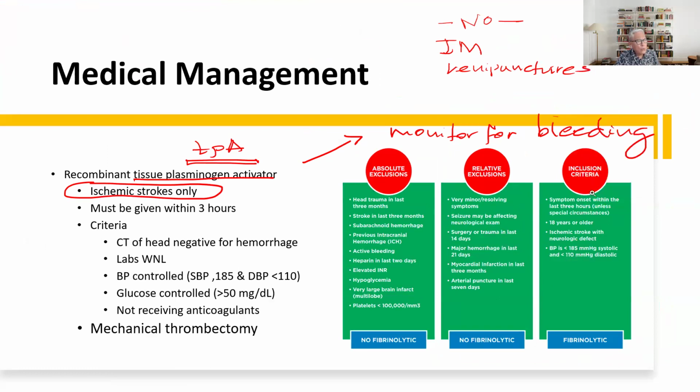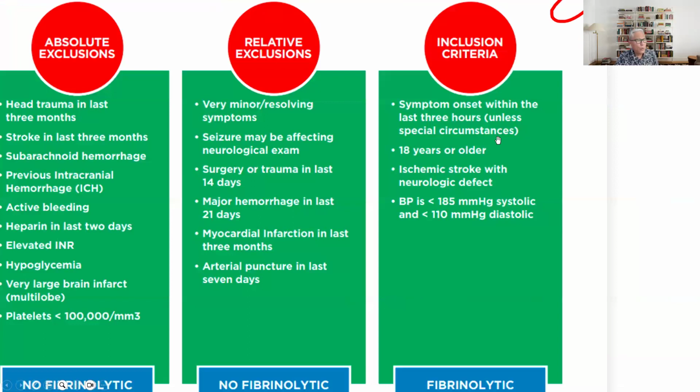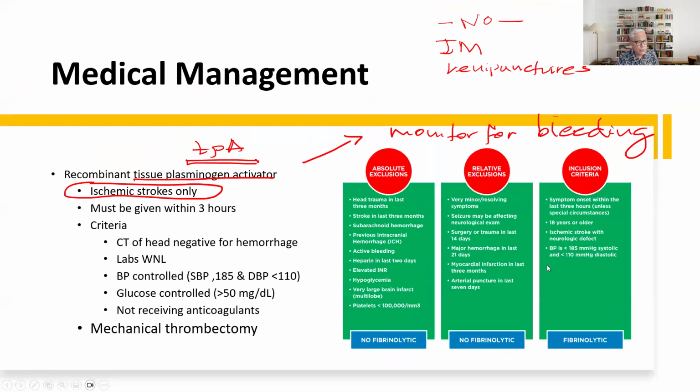And lastly, who is included or who should receive this drug? Well, if the symptom onset within the last 3 hours is noted, meaning that it's not longer than 3 hours, then these patients should receive TPA. If they're 18 years or older, and if the patient has an ischemic stroke and the blood pressure is less than 185 systolic and less than 110 diastolic. So those are the inclusion criteria for the administration of TPA.